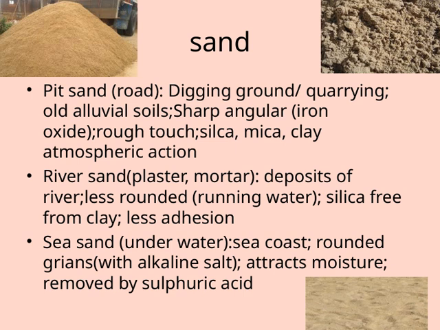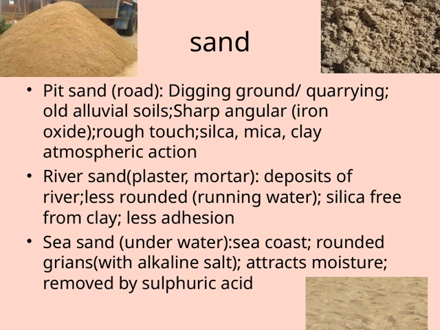Finally, sea sand, found along the coast and underwater, has a different set of properties. The grains are more rounded due to constant wave action, and they often contain alkaline salts. This type of sand is known for attracting moisture, which can sometimes be a challenge in construction. To make sea sand usable, it's typically treated with sulfuric acid to remove the salts and prevent issues like corrosion.